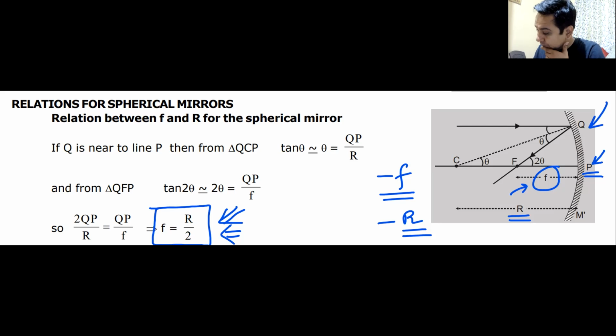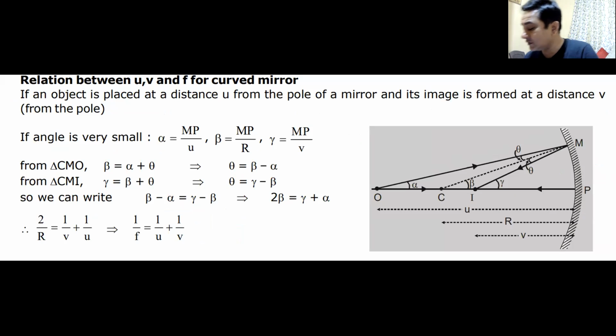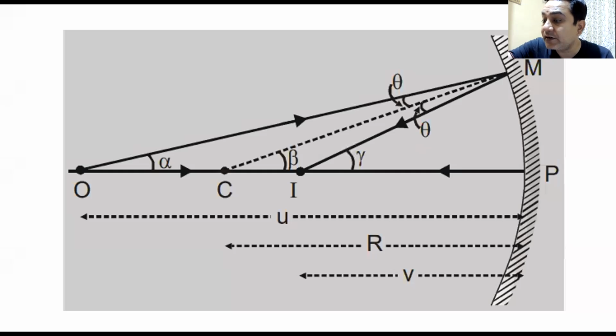What next? This is the next one. Relation between U, V, and F for a curved mirror. We call it the mirror formula. We all know this mirror formula, yes or no? Yes, sir. Now, let me just go through it once again for my mental satisfaction, that I have explained the various terms that are appearing in this diagram. This is just for my mental peace. Do you see this diagram on the bigger screen? Yes, sir.